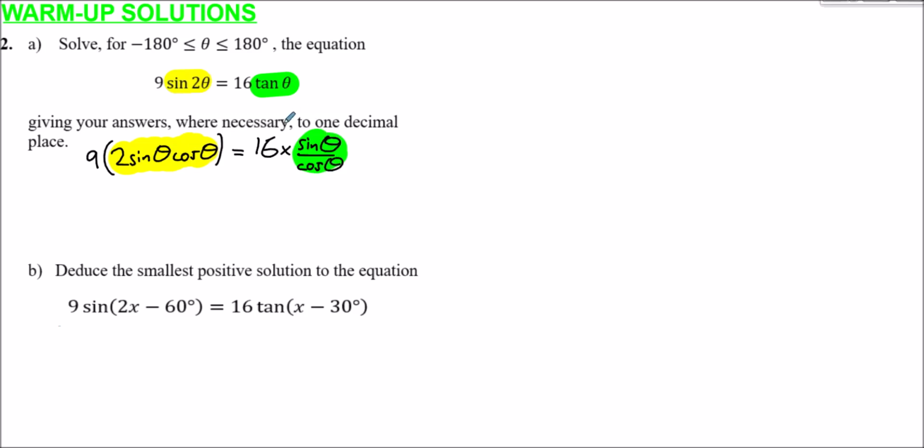So you can't divide by variables, but there's nothing to say you can't multiply by them. So to undo this being over cos, my suggestion next is to multiply both sides of this by cosine theta. So on this side, I'm going to have 9 times 2, which of course is 18, sine theta, cosine times cosine gives cosine squared, and over here, I'll just have 16 sine theta. Now, I'd get it all to the left-hand side by subtracting 16 sine theta from both sides.